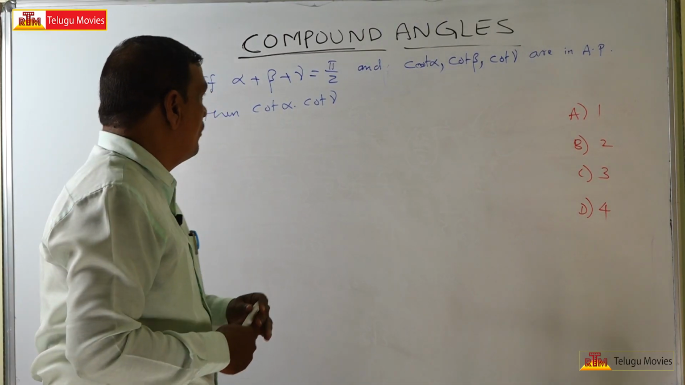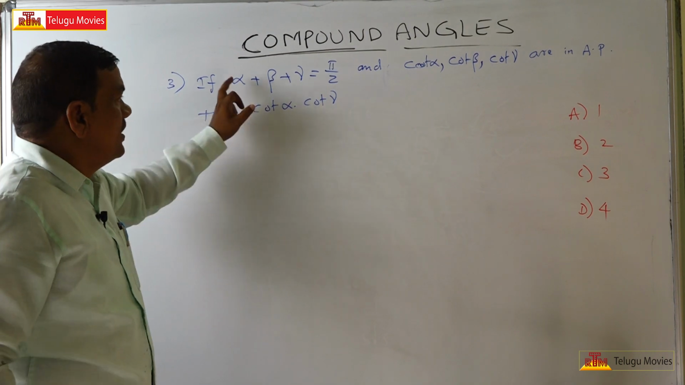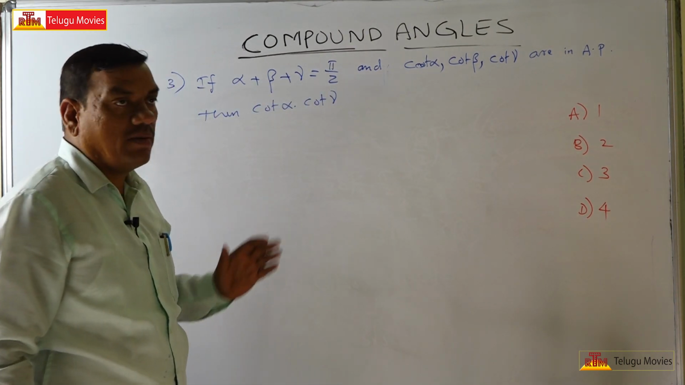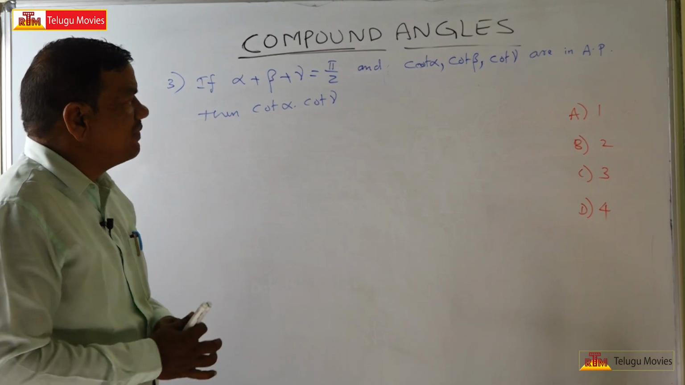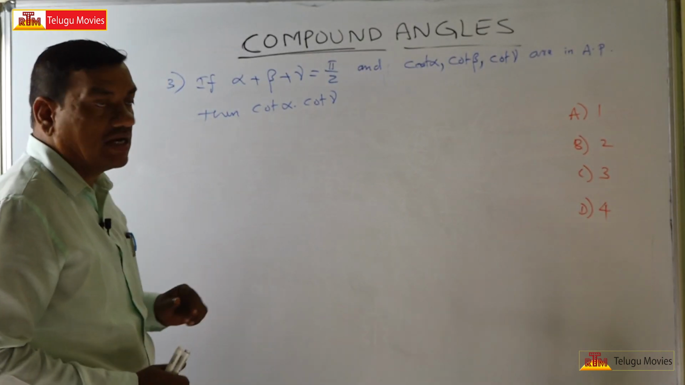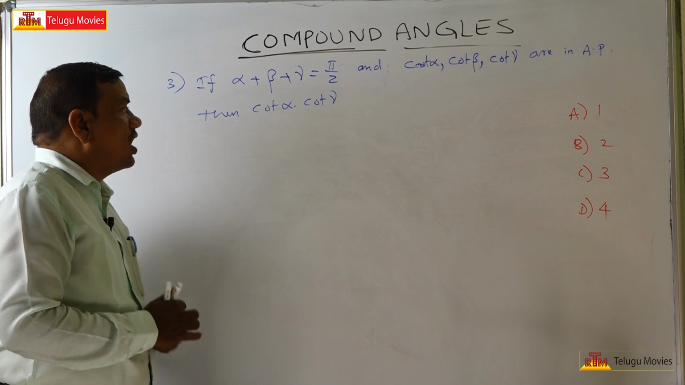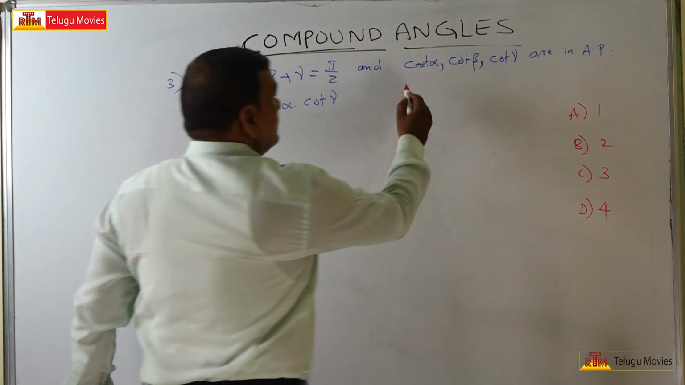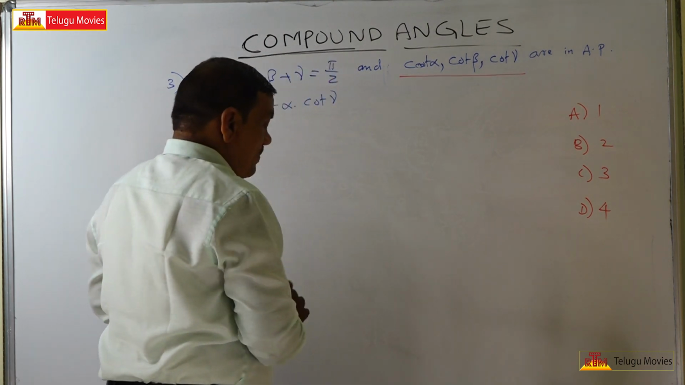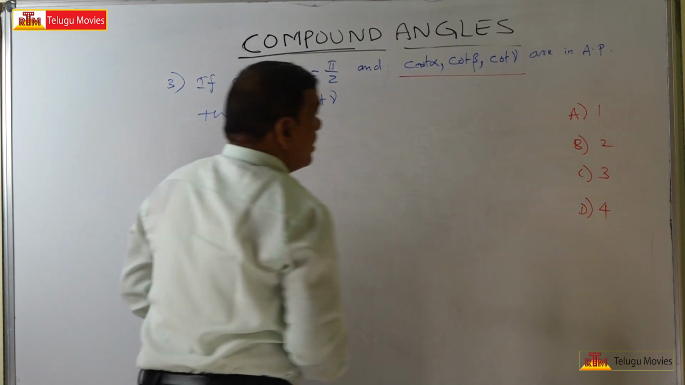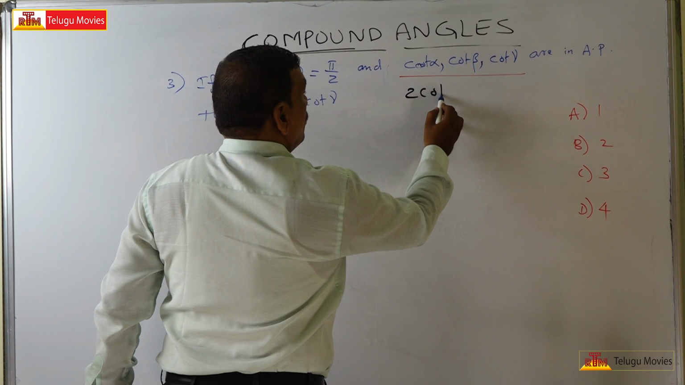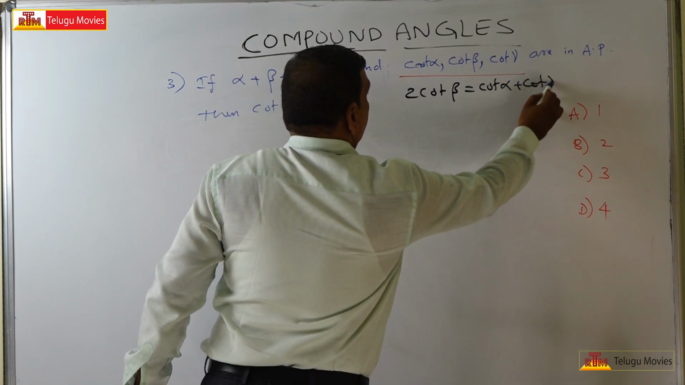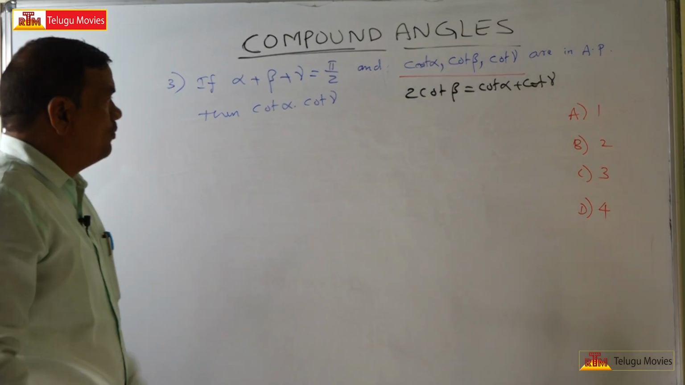Welcome to the third problem. If alpha plus beta plus gamma is equal to pi by 2, and cot alpha, cot beta, cot gamma are in AP, arithmetic progression, then cot alpha into cot gamma value is how much? Here it is given that cot alpha, cot beta, cot gamma are in AP, which means 2 cot beta is equal to cot alpha plus cot gamma. So put it like that.